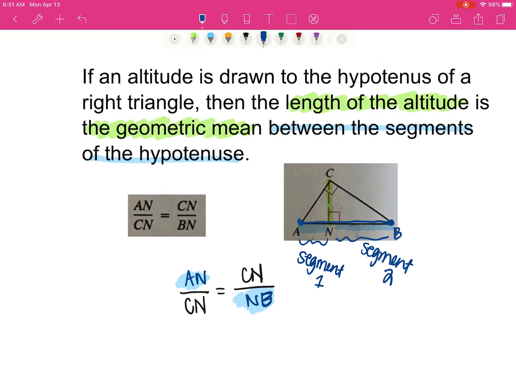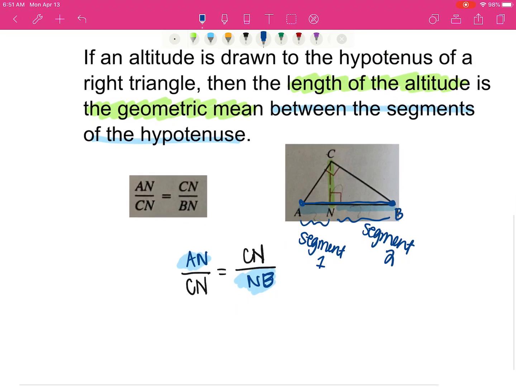And this right here is a theorem. So if an altitude is drawn to the hypotenuse of a right triangle, it actually could be called a corollary, then the length of the altitude, which is CN, is going to be the geometric mean between the two segments that make up the hypotenuse, AN and NB. Now, they wrote BN. The length from B to N is the same as the length from N to B. So that does not play a part.